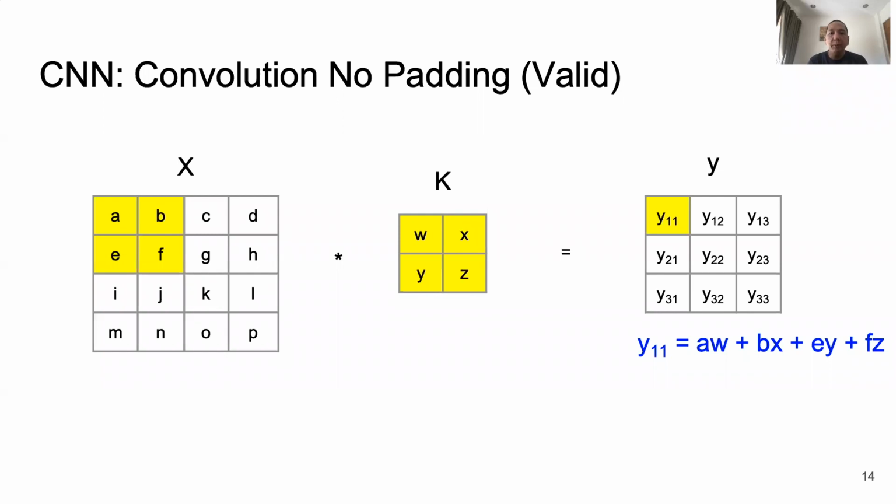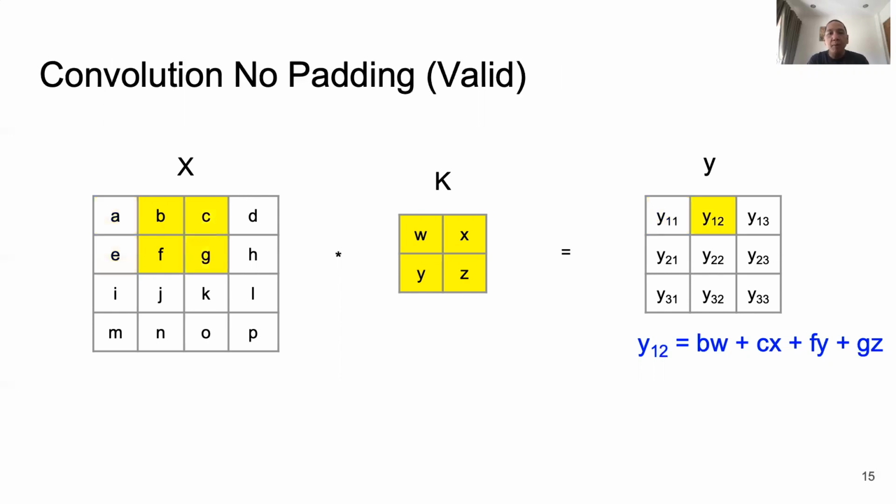Let us use a simpler setup to understand the convolution process. We use a 4x4 input feature X and a 2x2 kernel K. The yellow highlight shows one step of the convolution process. The output feature is Y, which is 3x3. The first element of Y, which is Y11, is computed as such. Y11 is equal to AW plus BX plus EY plus FZ.